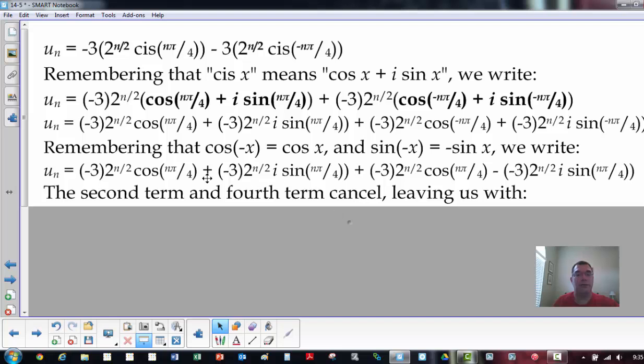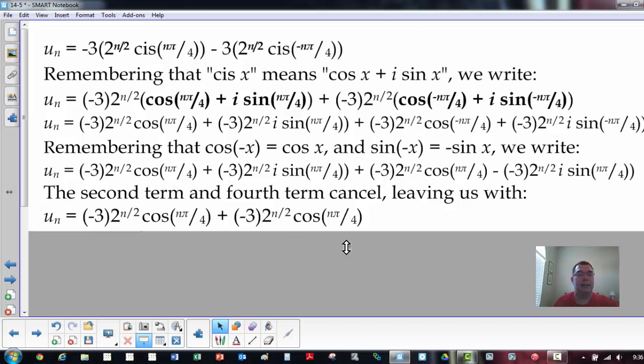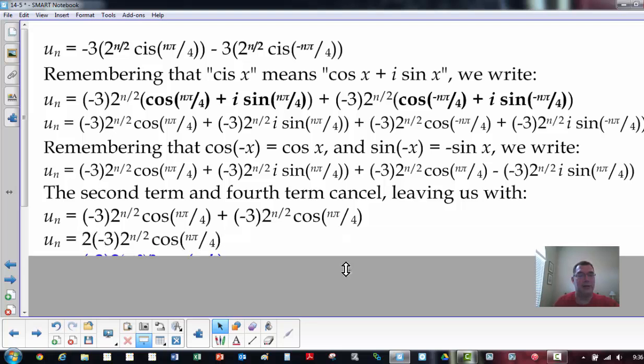The second and the fourth terms, if you notice, are exactly the same, but there's a negative in front of the fourth term. And so all I have left is the first term and the third term. And they look exactly the same, and they are being added together, so there are two of them. So I have 2 times the first term, or you can think of it as 2 times this term right here, whichever one you want to think of it.